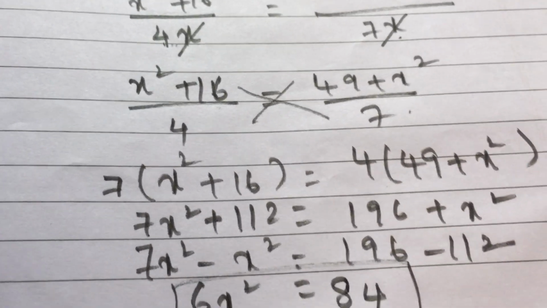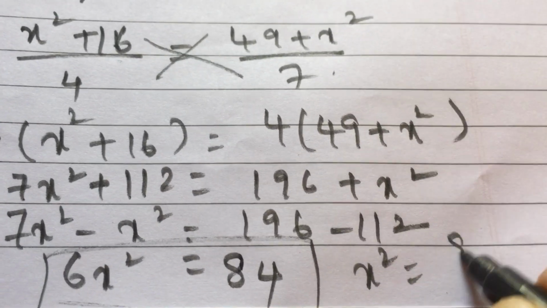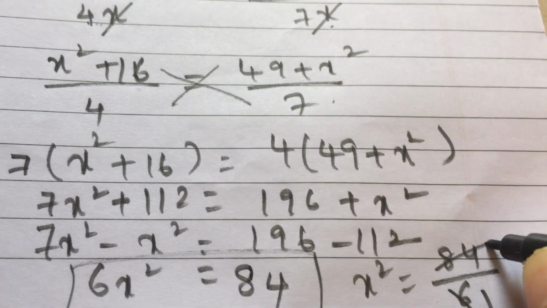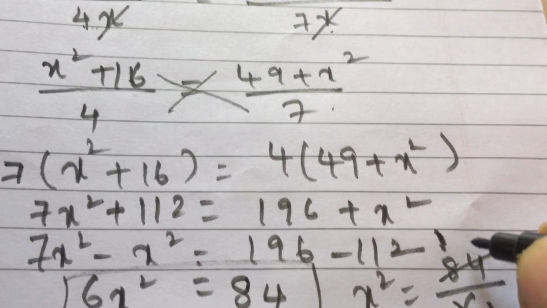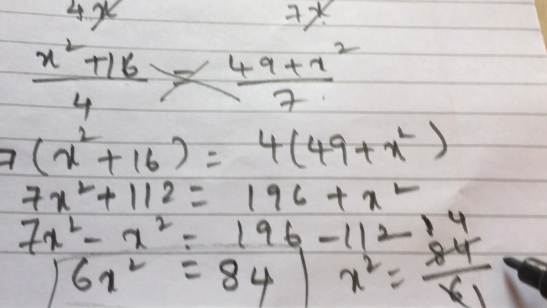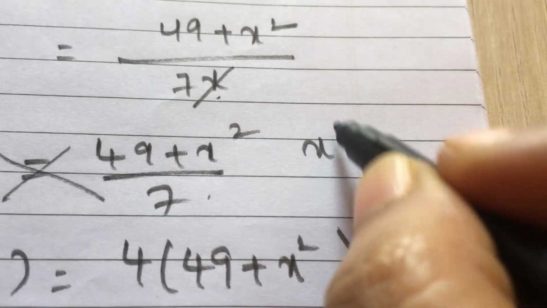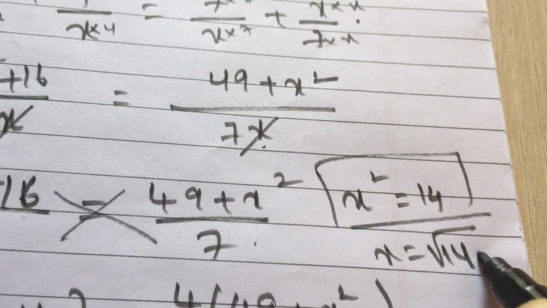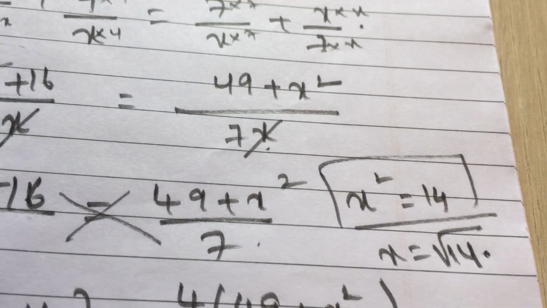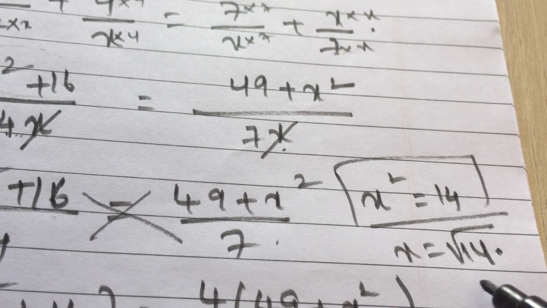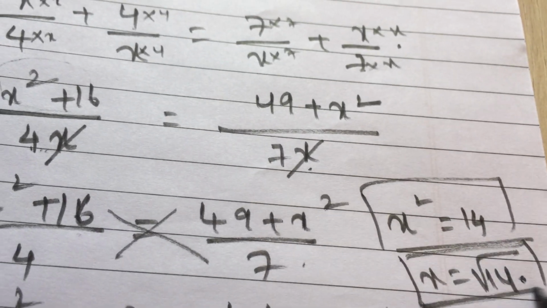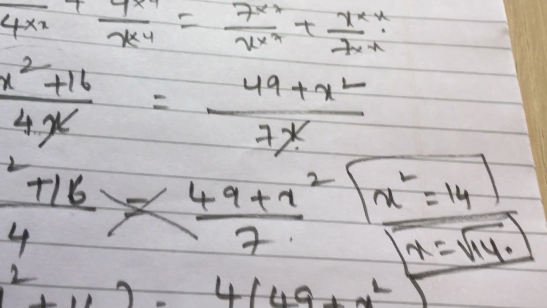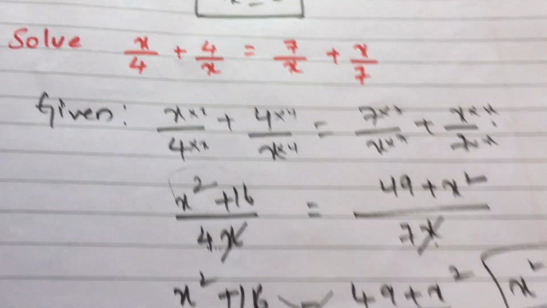Okay, from this you can write x square value. X square is equal to 84 by 6. Okay, this becomes 6 ones are 6, 24, 6 fours are 24. So x squared is, I'll just rewrite here, x square is equal to 14. That means x is equal to root of 14. You can just leave it till here also. Okay, this is how you can solve these kind of questions.